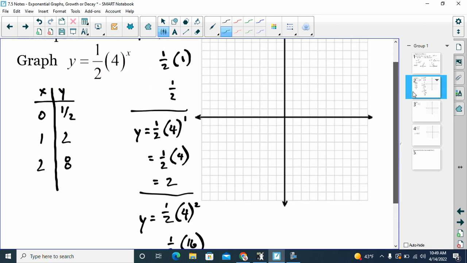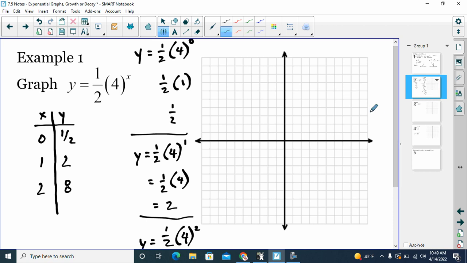So we've got 3 points there. 3 points should be enough to draw a good graph. I've got my x and my y. I need a point at 0, 1/2. So my x value is 0, my y value is 1/2, and that is going to be right there. And I've got a point at 1, 2, and a point at 2, 8. X is 2, y is 8.